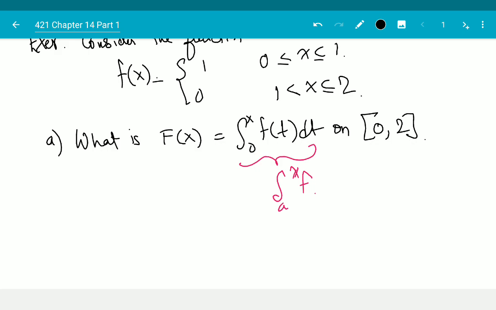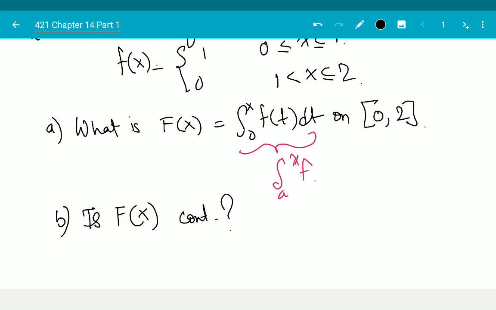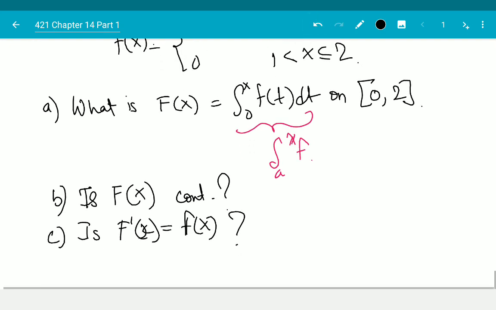Okay, so first, what is F of x? Second, is F of x continuous? And part c: is F prime of x equal to small f of x forever? Under what conditions? Okay.